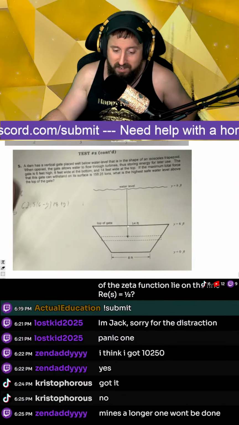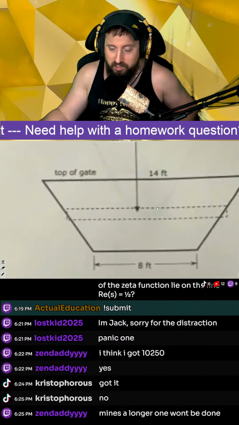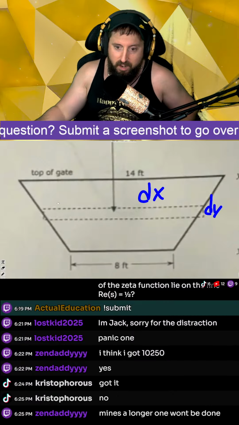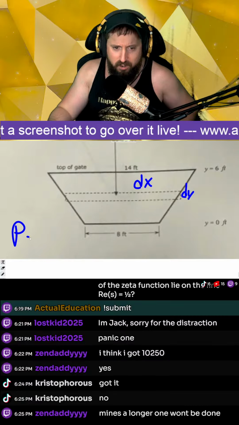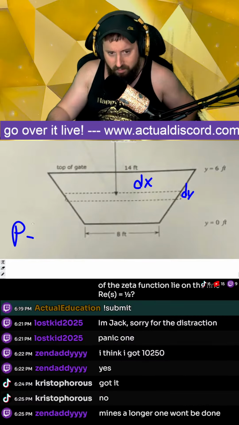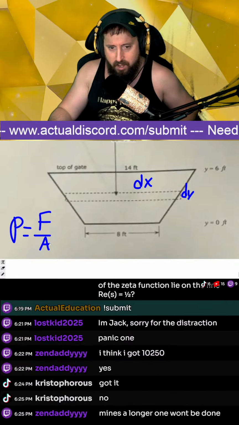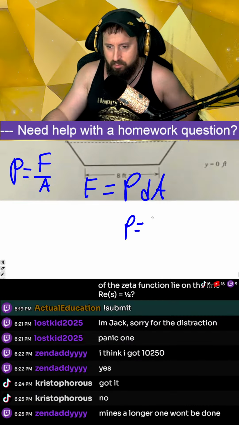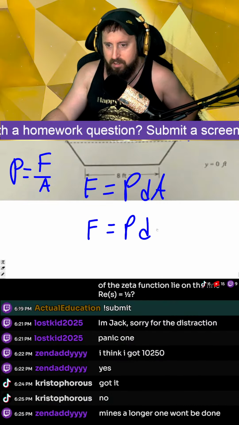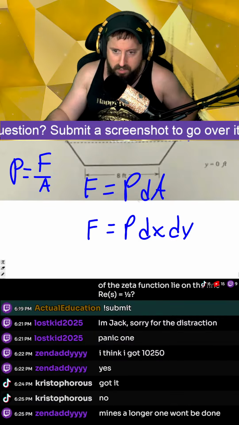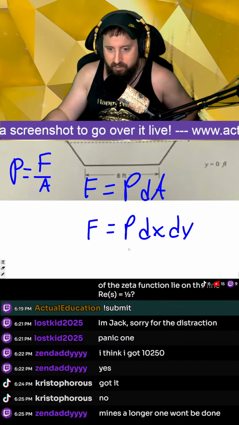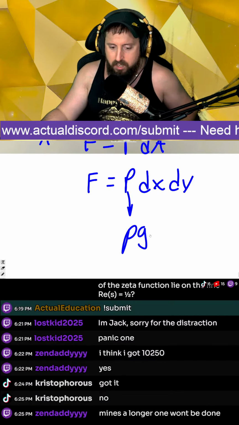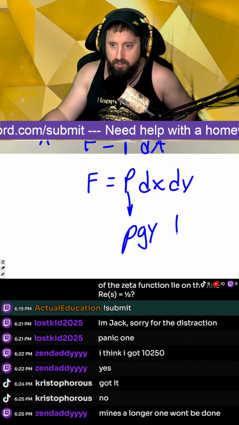I know this one is. Do you want to come by tomorrow, Zen Daddy? Because I have done this question. I know exactly what this question is. This is like dy, and then this is like dx. So then what you get is like, I think pressure is equal to... pressure equals force over area. So force is equal to pressure dA. And then force is equal to pressure dx dy. And then you need to integrate this, because then, okay, I remember what this is. This pressure ends up being like rho g y. And then you have dx dy.